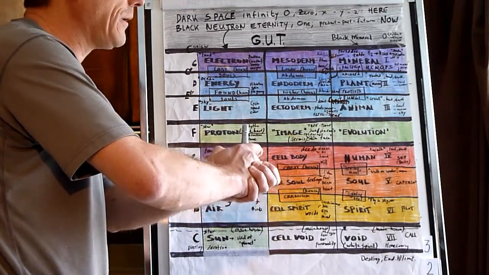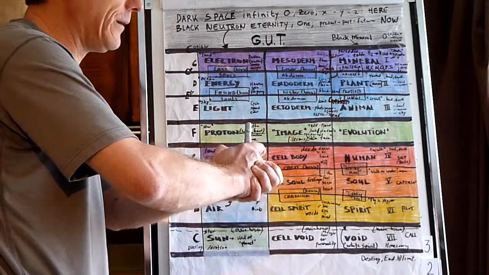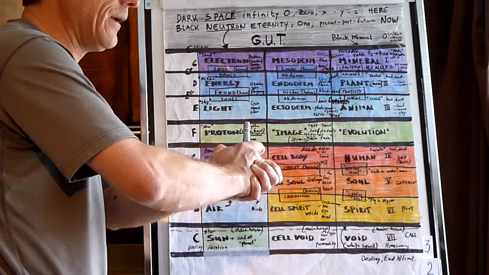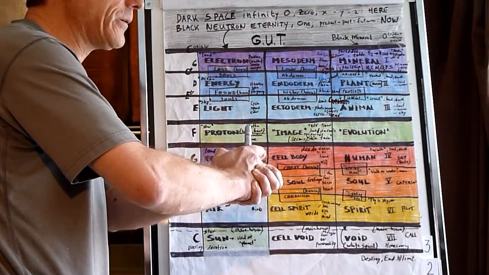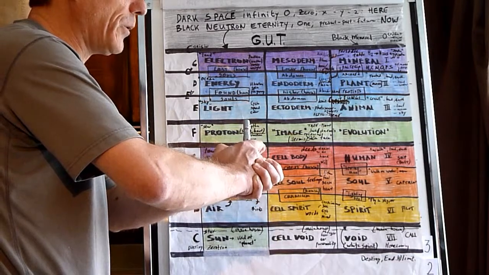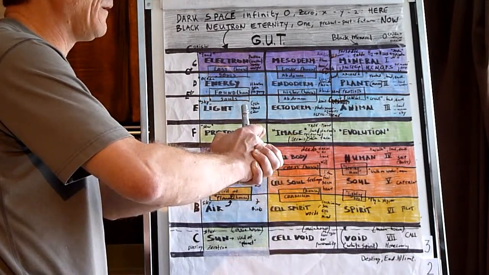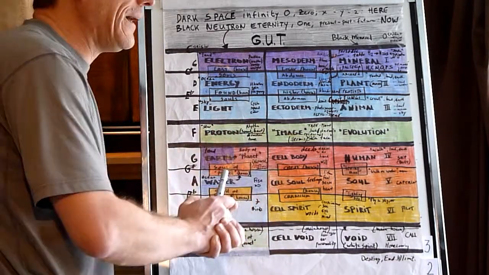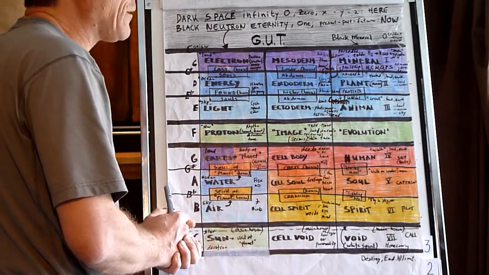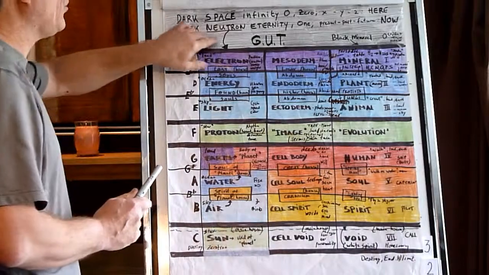And in a neutron everything is compacted and cemented. And all the space is gone between the particles and the subatomic particles. All the space is gone. That's neutron. And so when you see that space, it is dark space and black neutron.